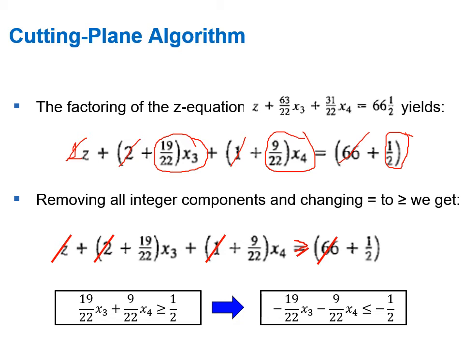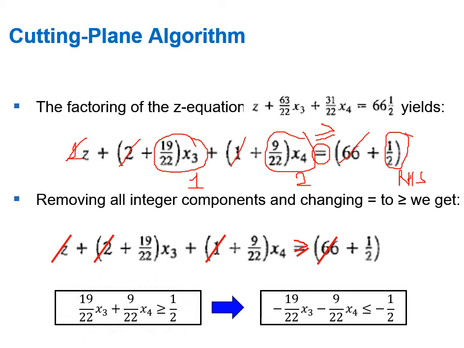The next thing to do is to change this equality to greater than or equal to. So be careful, this is always greater than or equal to. It doesn't depend on whether the problem is a minimization or maximization and so on. It is always greater than or equal to. Okay, so what is the cut that we obtain? The first term is this, the second term is this, and this is the right hand side. And then we obtain this cut here.